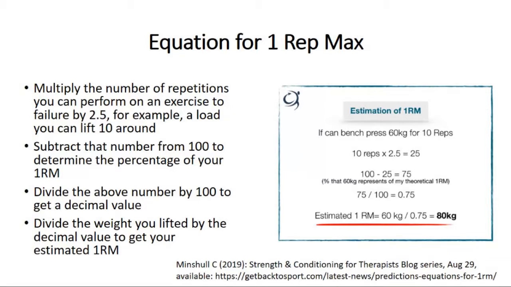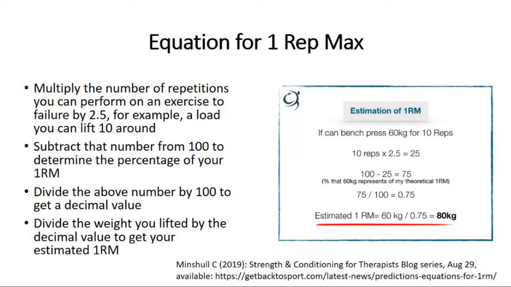Say, for example, we're talking about a bench press. We're lying on our back in the supine position and pressing a bar above our chest, which is a push functional movement. And we might be able to manage 60 kilograms for 10 repetitions.